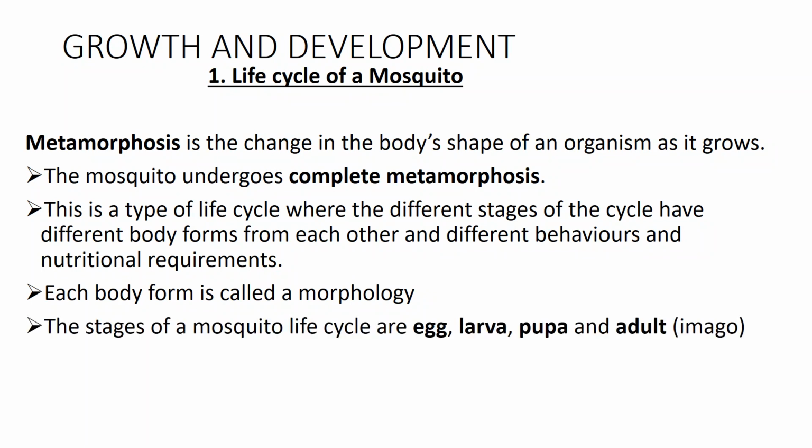The stages of a mosquito life cycle are: the first stage is an egg, the second is a larva, the third is a pupa, and the fourth is an adult, which is usually called an imago. The memory aid, if you want to master these stages, is ELPA, where E is egg, L is larva, P is pupa, and A is adult. So we take a look at the life cycle of a mosquito diagrammatically.